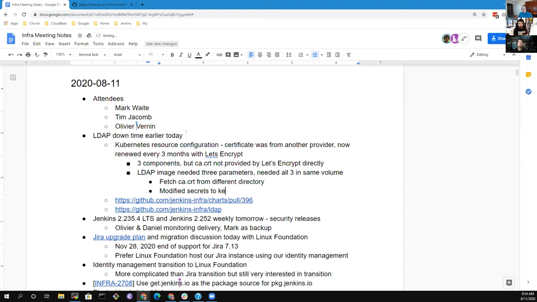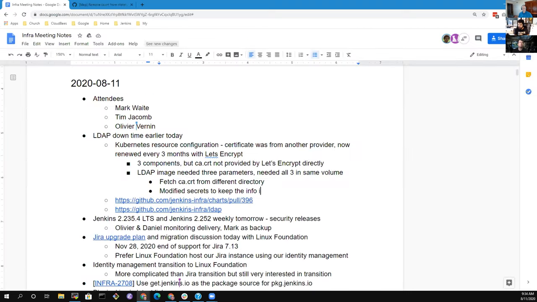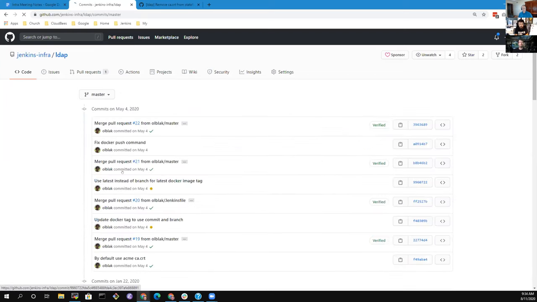If you look at the two PRs that I created this morning, I removed the mention of ca.crt from the stateful sets, so we do not try to mount that information because it does not exist in the secret and it should not. That's one of the things. And the second thing is I updated the Docker image to not fail if it cannot find the ca.crt in the right location. So that's basically all.